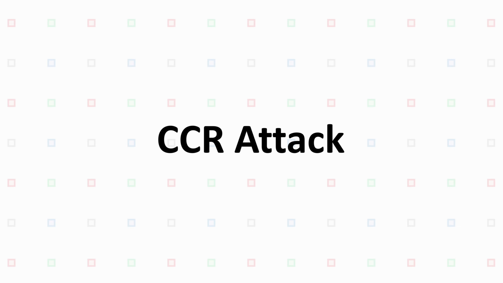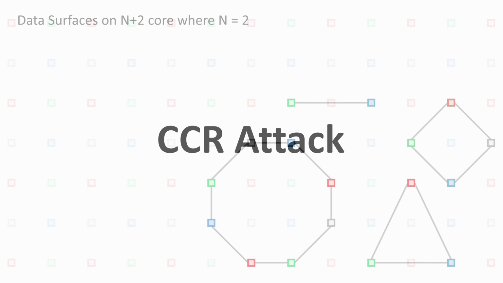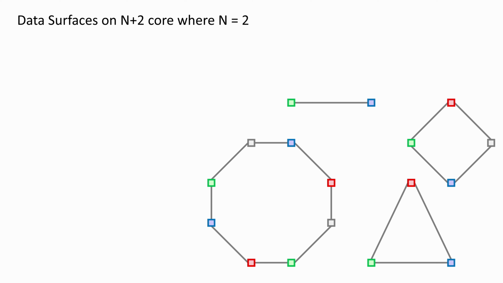To understand a CCR attack, we must first understand the basics of data surface theory. A data surface is essentially a file or a part of a file that is created by performing an XOR operation on the decompressed fragments. In the case of a fission core of type n+2, where n is equal to 2, we will have 4 dimensions, so 4 different colors. And the smallest possible data surface we can produce by this core is made up of 2 fragments. Let's call this data surface an edge data surface. There is also a triangular data surface, a square data surface, a pentagonal data surface, and so on.